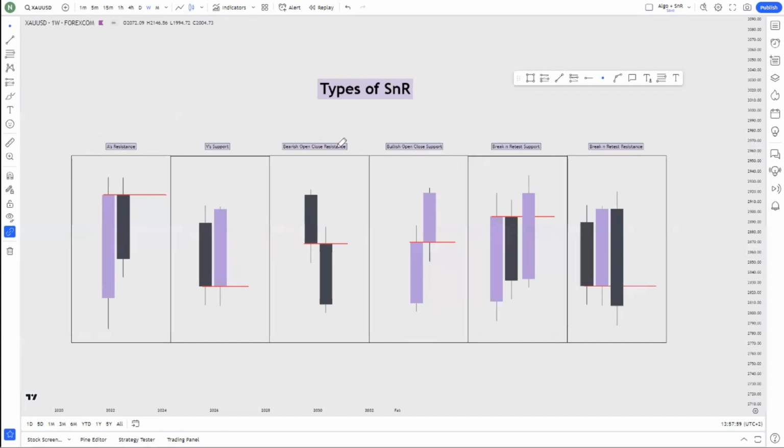The open close resistance, the bullish open close support, then here we would have what? It's a little bit redundant right here, because if it's a bearish open close, then it's obviously going to be resistance. Now you see that here, this is going to be a resistance right here. And this is going to be a support. This is a resistance right here, open close candle. This is going to be a support. So as I said, when the market is moving, it's always going to present one of these four candlestick formations.